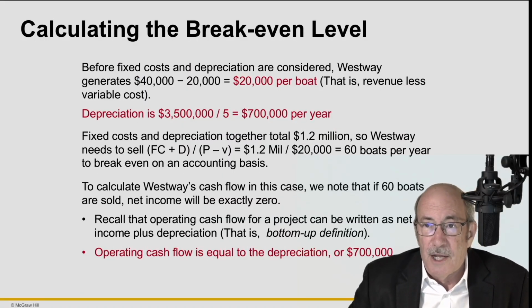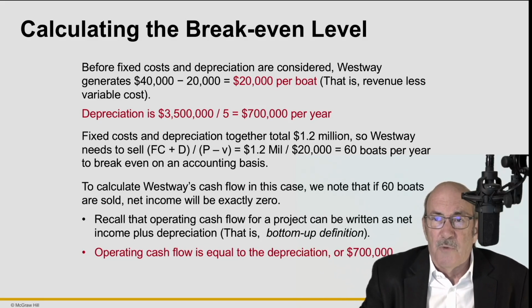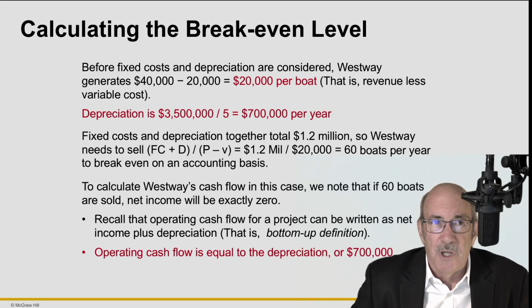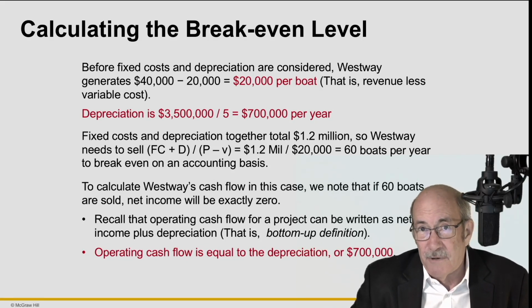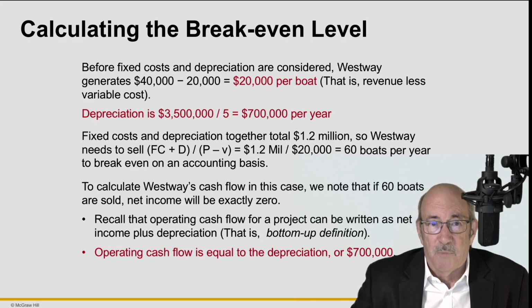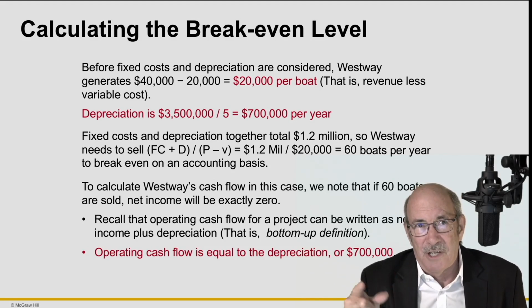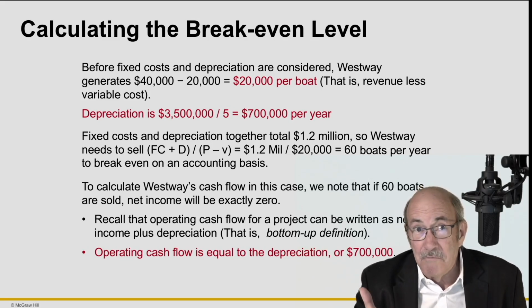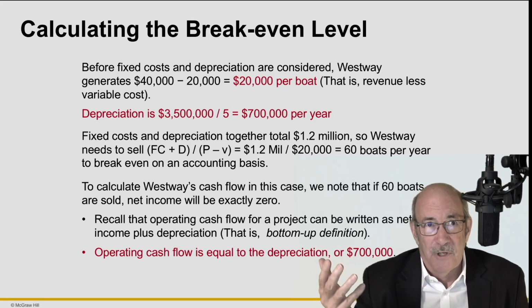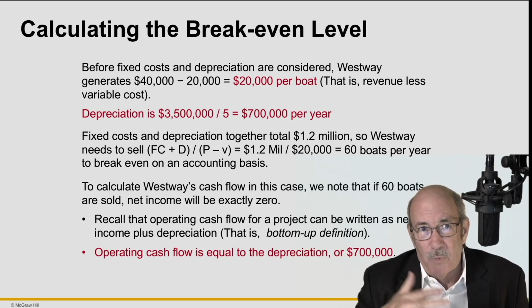All right. Now, what is the operating cash flow if we have a zero net income? In other words, if we have an accounting break-even point. Well, it turns out that the operating cash flow when net income is zero is simply the depreciation. Just the depreciation. Think about this: if we're taking net income and adding back depreciation to get operating cash flow, and net income is zero, then operating cash flow and depreciation are the same thing at an accounting break-even point.